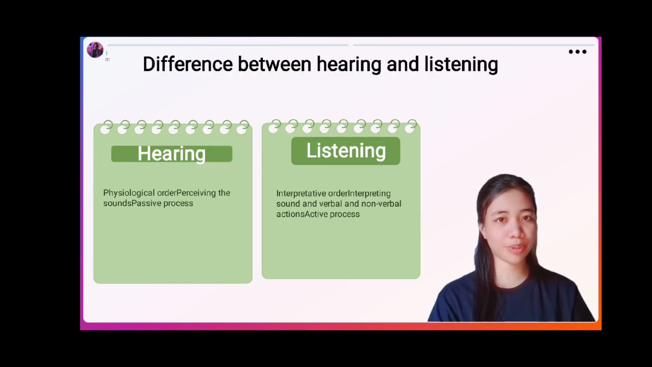Difference between hearing and listening. Hearing is a physiological order, it is perceiving sound, and it is a passive process. While listening is an interpretative order, it is interpreting sound and the verbal and nonverbal actions, and it is an active process. Hearing refers to the sounds that you hear, whereas listening requires more than that.